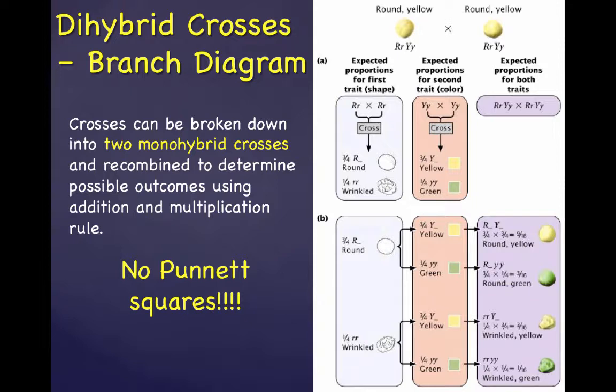So an easier way to figure out the percentage or the probability of a dihybrid cross is by using the branch diagram. And it's easier to use this branch diagram than it is to create a 16 square Punnett square. That can get pretty confusing pretty quickly. So a branch diagram is where crosses can be broken down into two monohybrid crosses, so looking at the two traits individually. And then we can recombine those probabilities using the addition and the multiplication rule. So the branch diagram doesn't have any Punnett squares associated with it.